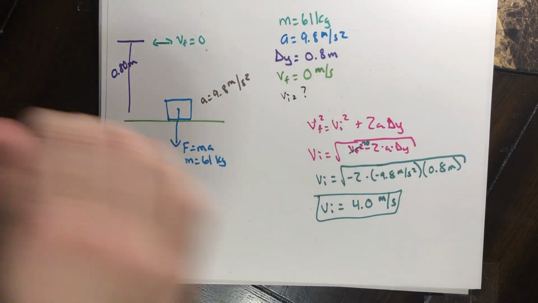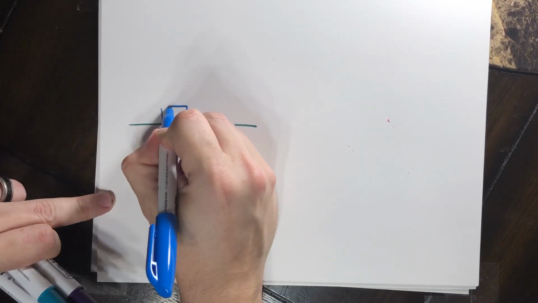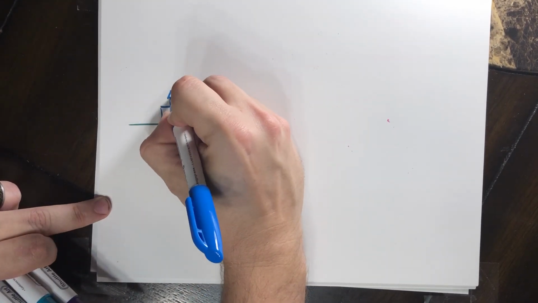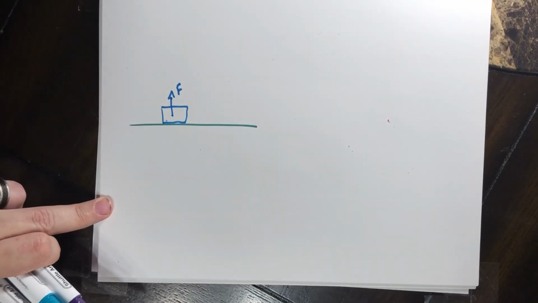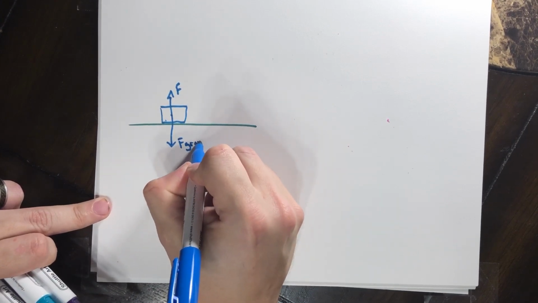So we're going to go back and draw another picture for just this beginning part. Again, we still have the ground here and our guy standing on it. But now we have a couple forces. We have a force of him going up, which I'll just call F, and then we still have the force of gravity pulling him down, so we can't forget about that, because that's always there.